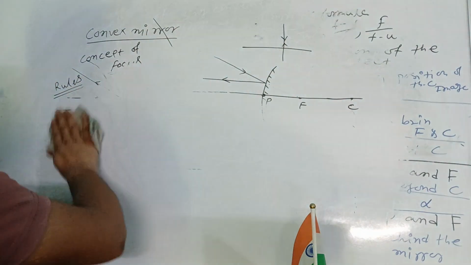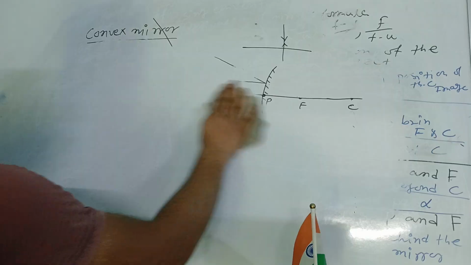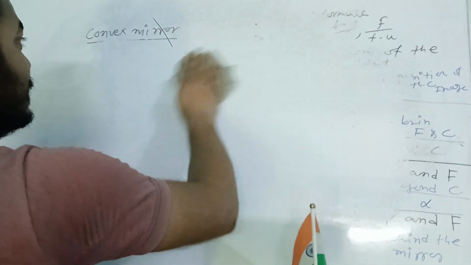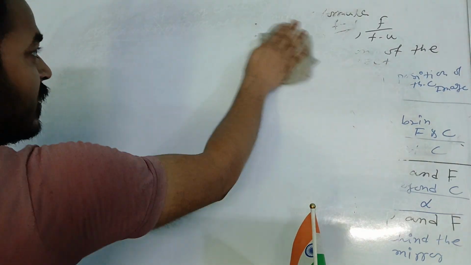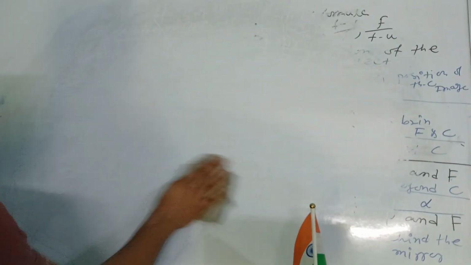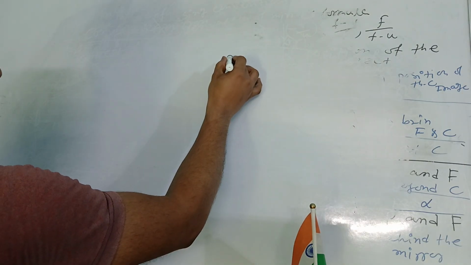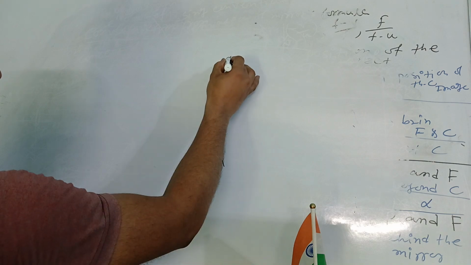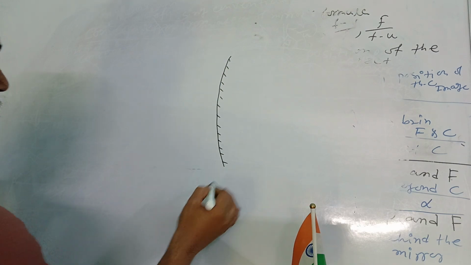Now come to the ray diagram, convex mirror. So say this is the convex mirror. For convex mirror, two ray diagrams.